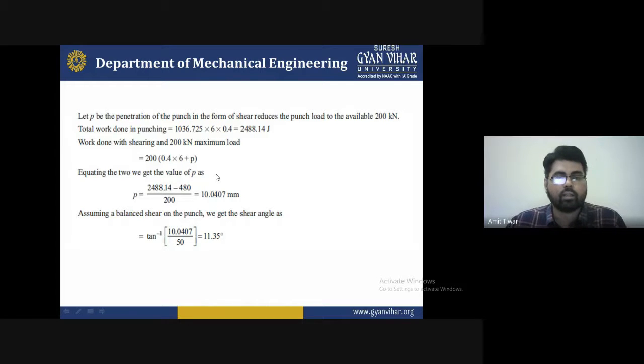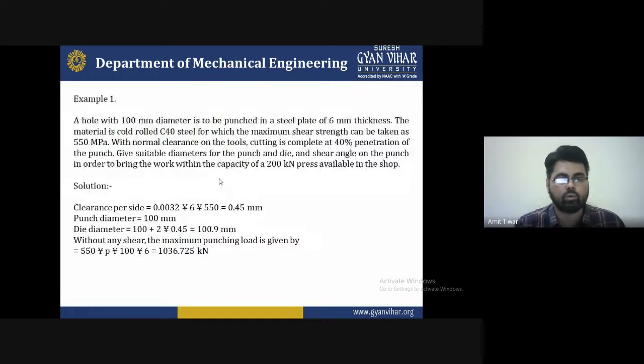And assuming the condition of a balanced shear on the punch, we get the shear angle: tan inverse of 10.0407 divided by 50, and we can finally find the value, that is 11.37 degrees is the answer for the shear angle. So all these three quantities we have to find out: the diameter of the punch, the diameter of the die, and the shear angle of the punch, step by step.